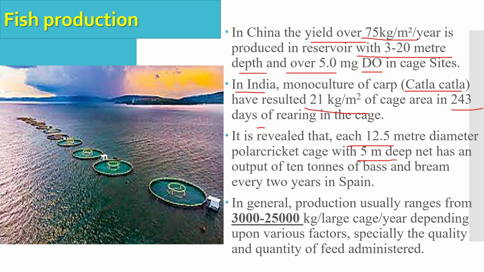It is reported that each 12.5 meter diameter polar circle cage with a 5 meter deep net has an output of 10 tons of bass and bream every 2 years in Spain. In Spain, 50 to 60 tons of sea bream in 4 cages of 1600 meter cube was recorded to be produced in 1991. In general, production usually ranges from 3,000 to 25,000 kg per large cage per year, depending upon various factors, especially the quality and quantity of feed administered.